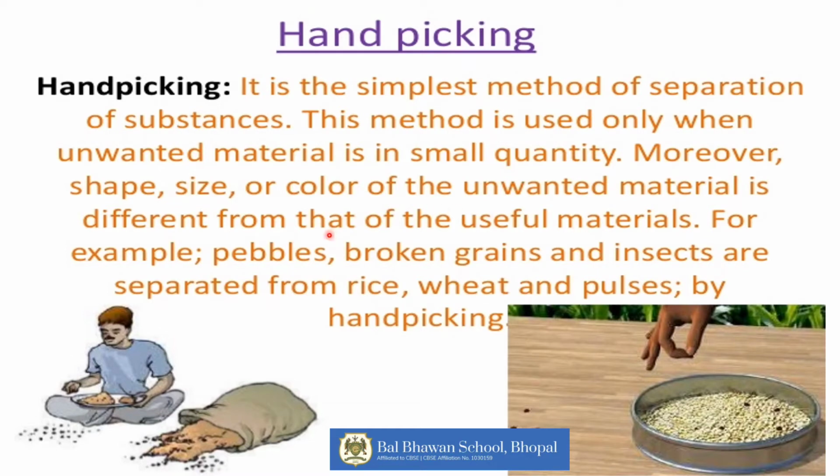Common examples where the handpicking method is used are when we pick up pebbles or broken grains and insects from rice, wheat and pulses. As you can see in the picture, the person is picking up unwanted material from this rice. And then here also the person is picking up unwanted material from a stack of wheat.